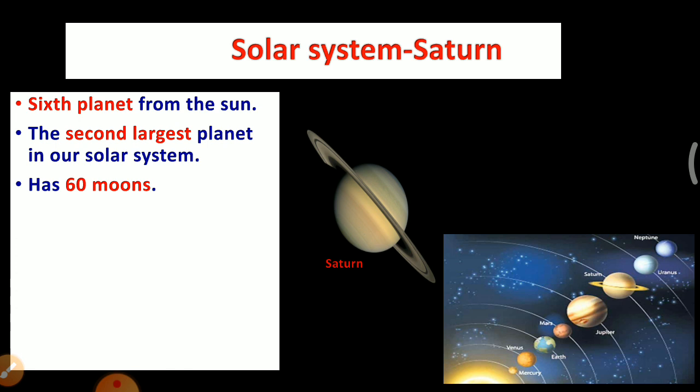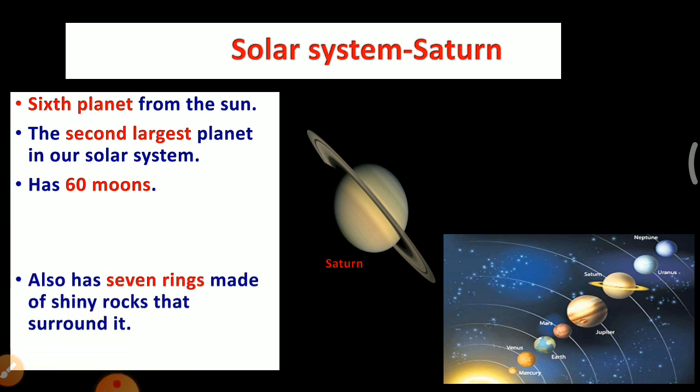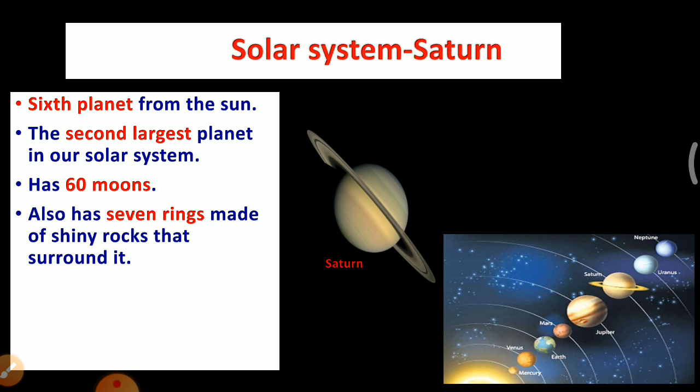It has 60 moons, and also 7 rings made up of shiny rocks that surround it. Look here, one ring is around this Saturn. This ring is made up of shiny rocks, and also the 7 rings are around it. It takes 30 years to complete one revolution around the sun.